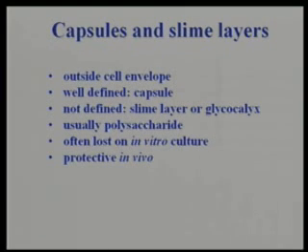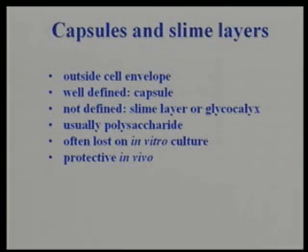When they form a very clear, huge external layer of this stuff, it's sometimes referred to as a slime layer or sometimes as a glycocalyx. But I would say the most common term is certainly capsule. Again, it's outside the cell envelope. The capsule is well defined, while a slime layer or glycocalyx is not so well defined, but these terms are really used very much interchangeably.